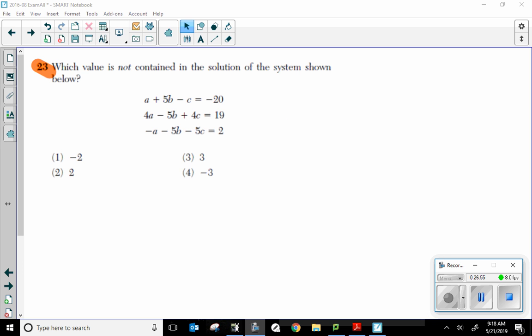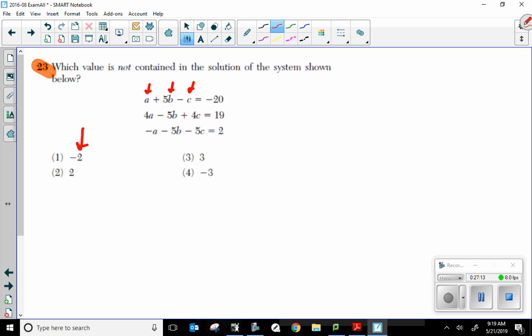Generally, these 3 equations with 3 variables are saved for short answer, but it says which value is not in the solution of the system. I can't just use a calculator and plug in values because -2 would go for where? A or B or C. Let's say it goes for C. Well, what would A and B be? You'd have to pick other numbers, and this would be kind of a hassle. You've got to do this algebraically.